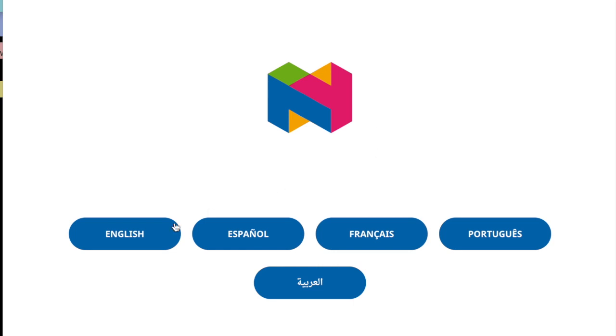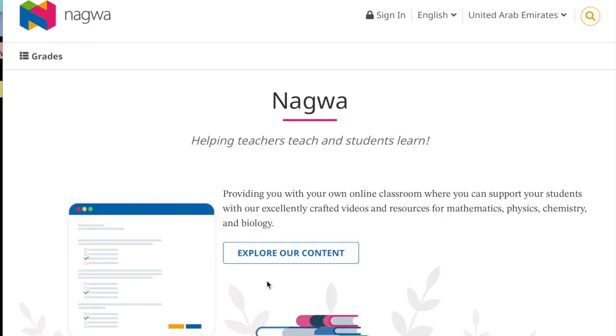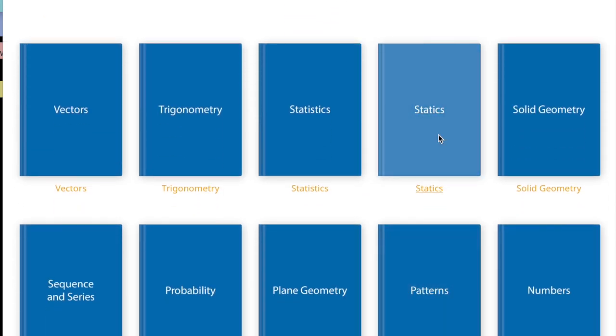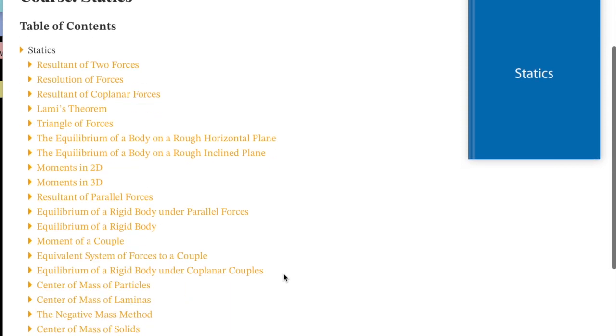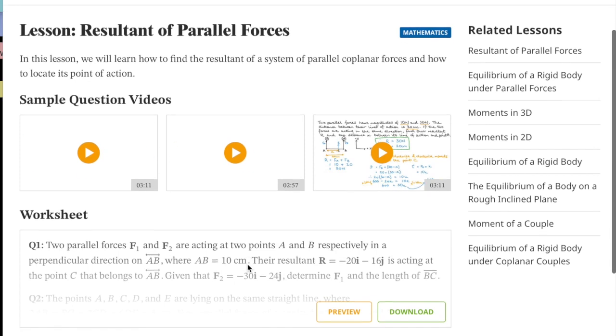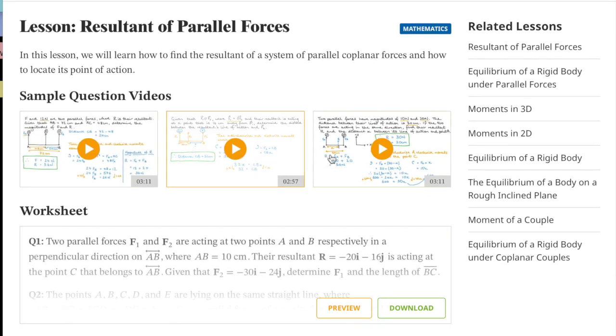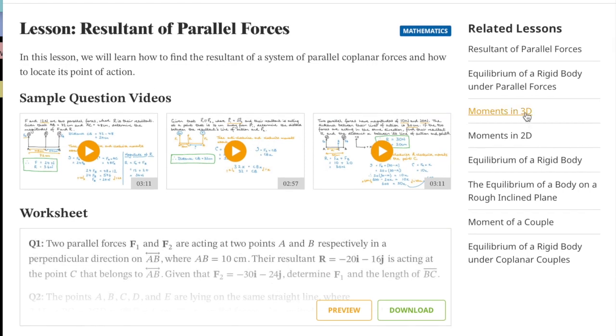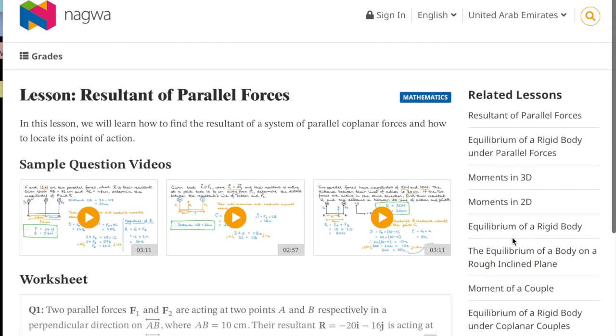I don't know if I can go to the home page from here. If I just go to the home page, you can see they've got the English website in Spanish, French, Portuguese and Arabic. So again, you're just going to go down in this website and have a good look around. You're going to see, for example, let's say statics, the resultant of two parallel forces. Again, they've got the videos to go with it. They've got the worksheets that are made perfectly, and they literally go through everything step by step. It is very, very similar to Khan Academy.